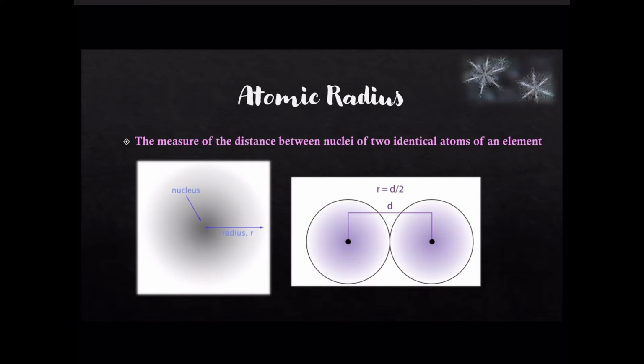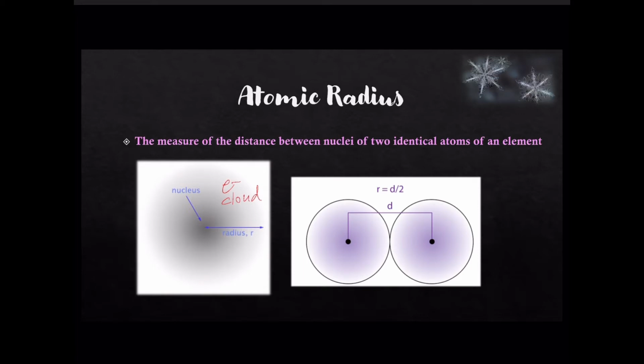Because remember, when we talk about what makes up the atom, we talk about the nucleus. And the nucleus is typically the center. It's considered the center of the atom. And the radius would be the distance from the center to the edge of a circle. Well, because we call what surrounds the nucleus the electron cloud, there is really no definite edge.